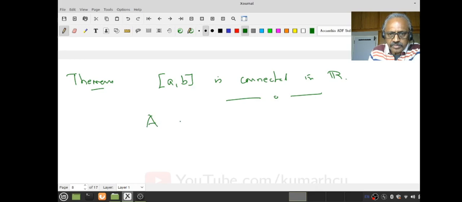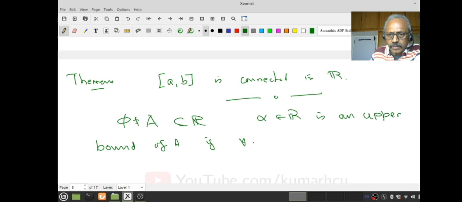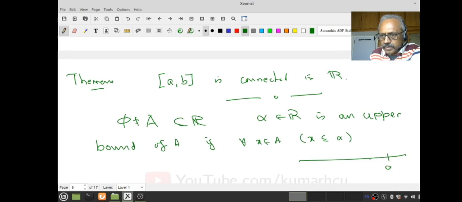So I have a subset A of R, which I assume is always non-empty. I say alpha in R is an upper bound of A if for all x in A, x is less than or equal to alpha. Where do I find elements of A? If you give an element here, let us say z, which is strictly greater than alpha, then z is not going to be in A. So any element of A must be here, right?